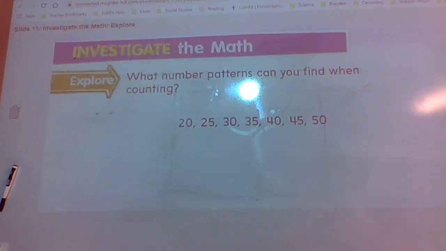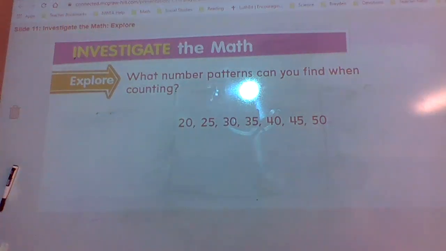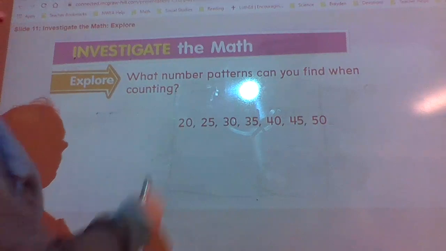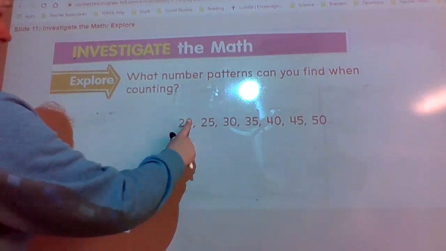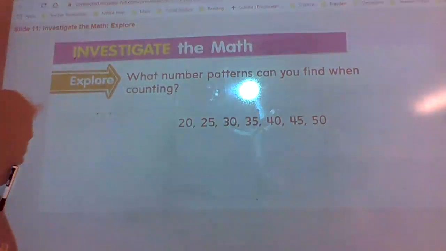Good job. All right, so we have to find the pattern when we're counting, okay? And we're looking at the places. In this case, we have 2-digit numbers, so we're looking at a tens place and the ones place. Well, the pattern that I'm seeing, right away my eye catches the 0, 5, 0, 5, 0, 5, 0. That tells me right away that our pattern is what? What are we counting by? If you said fives, you are correct.